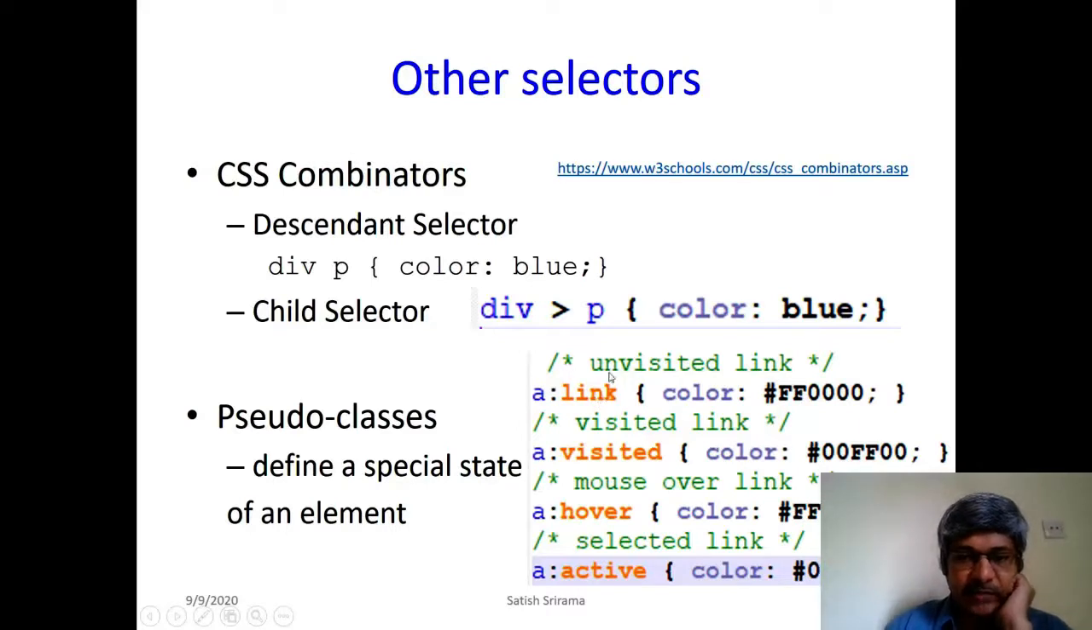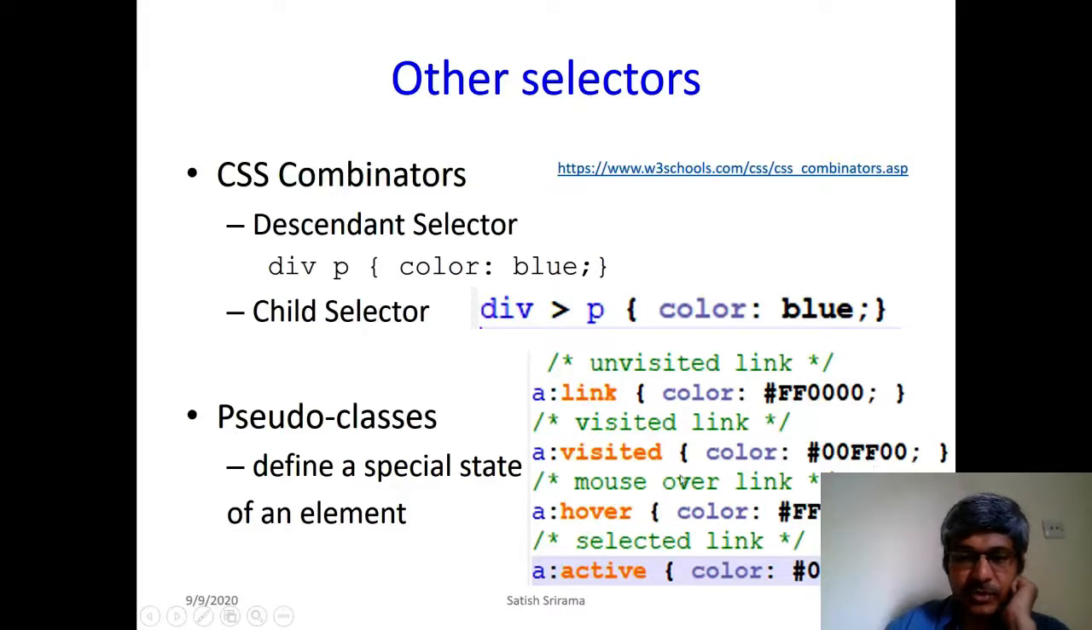If it is an unvisited link, we specify this link pseudo class. Remember this one: the regular classes you put with a dot, with a period, whereas the pseudo class you will have a colon, link. So if it is an unvisited link, the color should be red. If it is a visited link, the color should be green, RGB, so this is green FF.